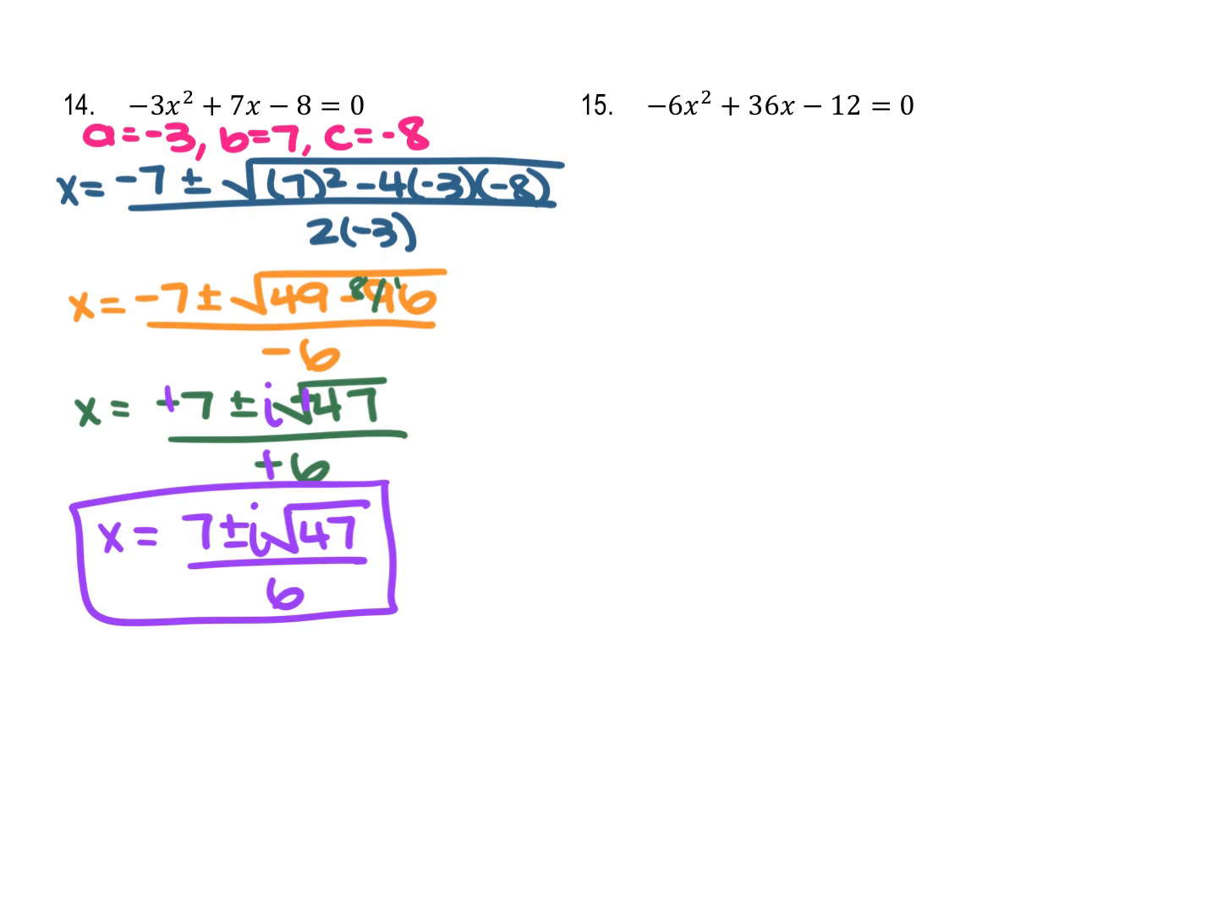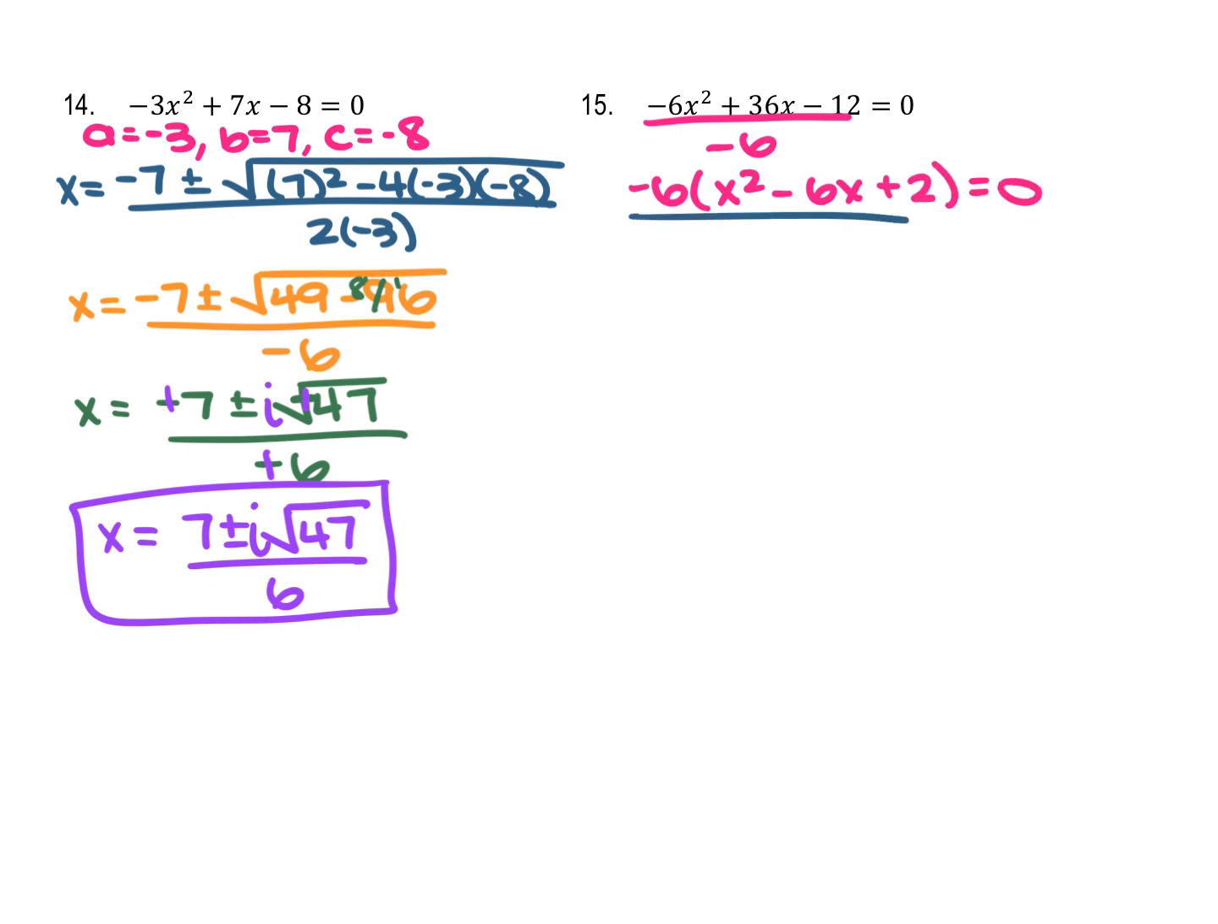For your last question, number 15, you have negative 6x squared plus 36x minus 12 is equal to 0. For this one, I do not want to work with the 36 or the 12. I'd rather work with a much smaller number than those. Instead of taking the negative 6 as a, the 36 as b, and the negative 12 as c, you have a greatest common factor between all three of these terms, which is negative 6. So I would divide out that negative 6 first. That's going to give you negative 6 times x squared minus 6x, and then we're going to have a plus 2 is equal to 0.